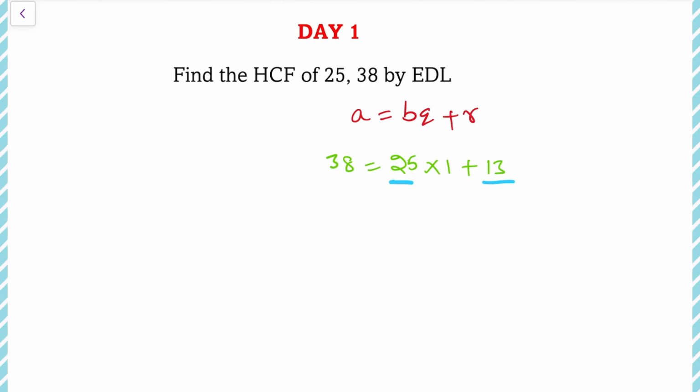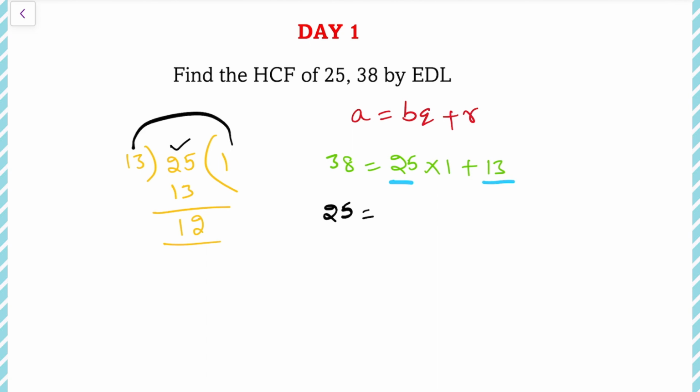So here 25 and 13, right? So 13 and 25. 13 ones are 13. Subtraction, 5 minus 3, 2, 2 minus 1, 1. Again this we need to write in the form of A equals BQ plus R. That is nothing but dividend equals divisor into quotient plus remainder. Dividend 25 equals divisor into quotient, 13 ones are 13, plus remainder 12.